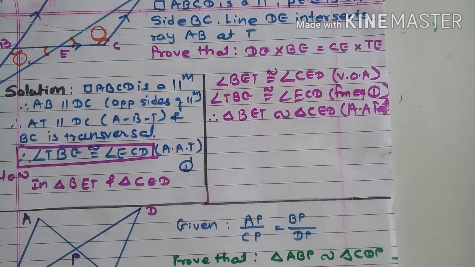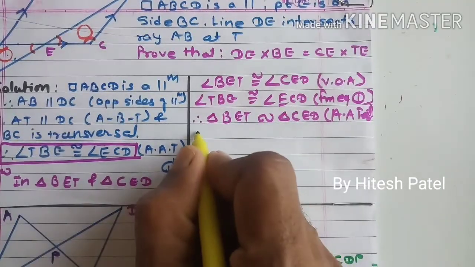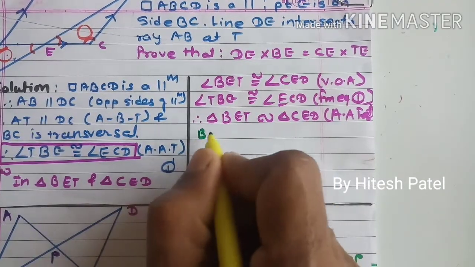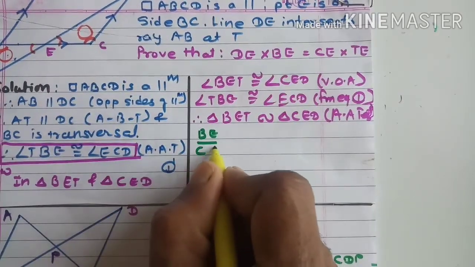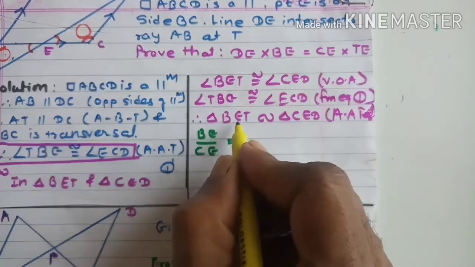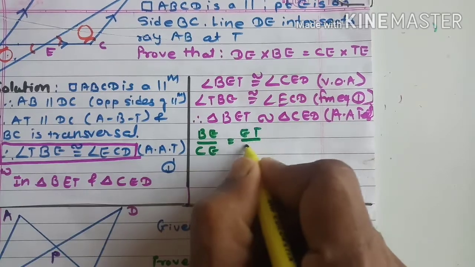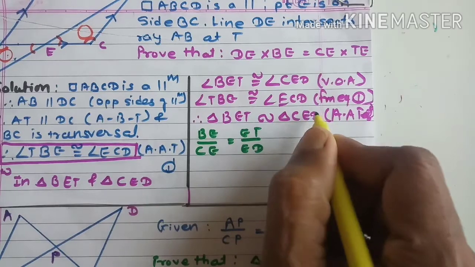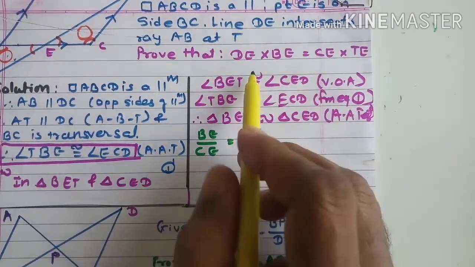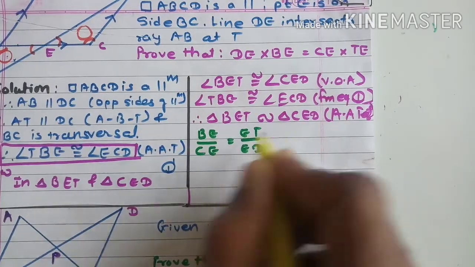If triangles are similar, then corresponding sides are in proportion. So write down the ratio of corresponding sides. Therefore BE upon CE is equal to ET upon ED is equal to BT upon CD. But these segments we don't need, therefore it is okay if we don't write them.